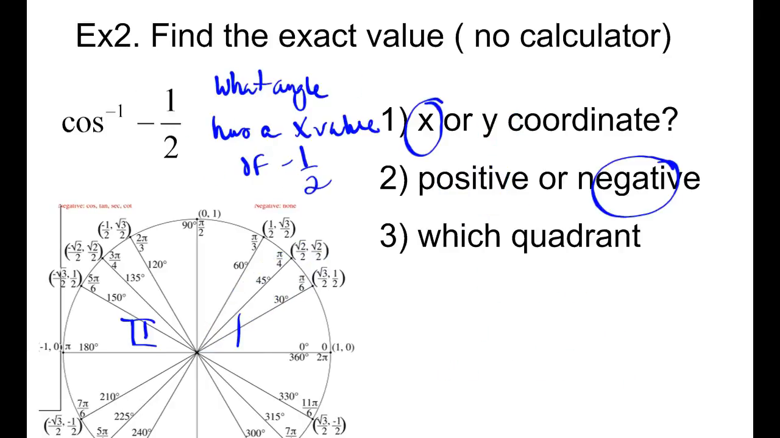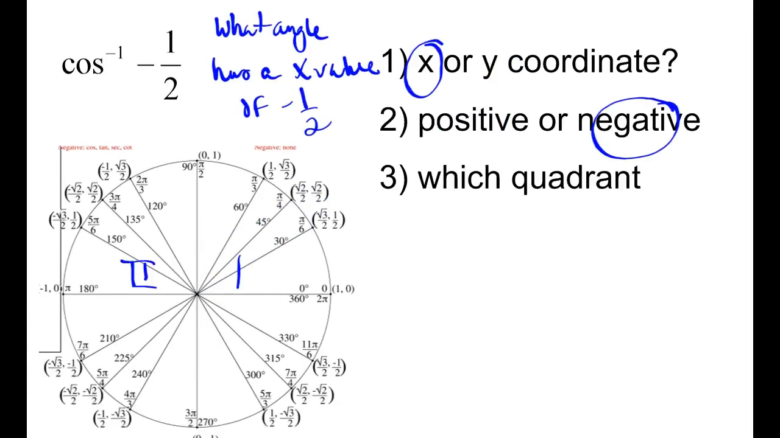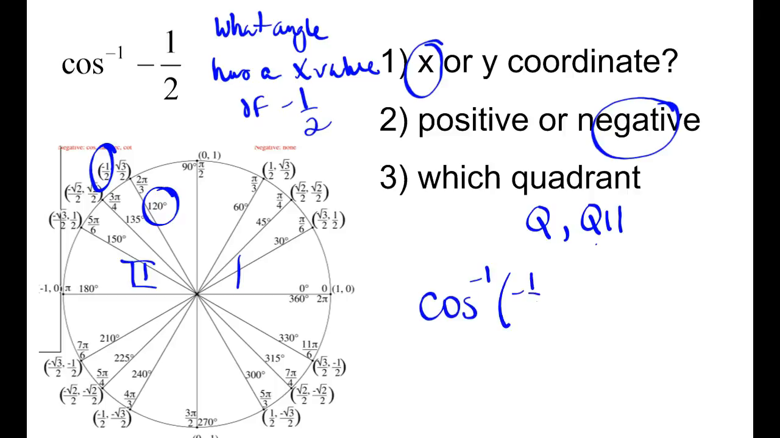So let's go look. Negative 1/2. I need to look at angles whose x value is negative 1/2. Well, the only place that happens is 120 degrees, and so I said Q1 or Q2. It's got to be Q2 because the argument is negative. So the inverse cosine of negative 1/2 is 120 degrees. Okay?